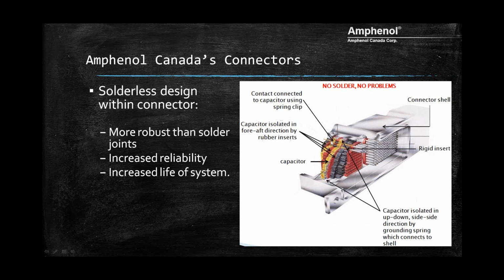Contacts are connected to the capacitor through a spring clip. And I'll have another picture to give you a better idea there. So what that does is it provides you with a joint. Because it's a spring joint, it can withstand shock and vibration and makes this more robust. Where a solder joint can potentially crack on you, our spring clip will maintain contact to the capacitor from the contact pin.